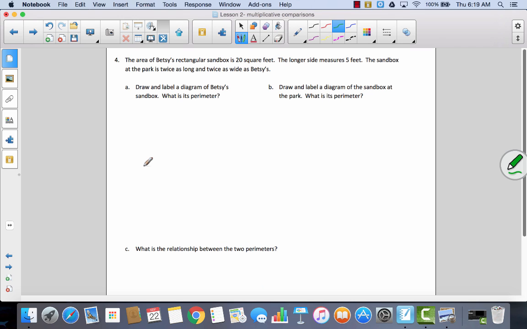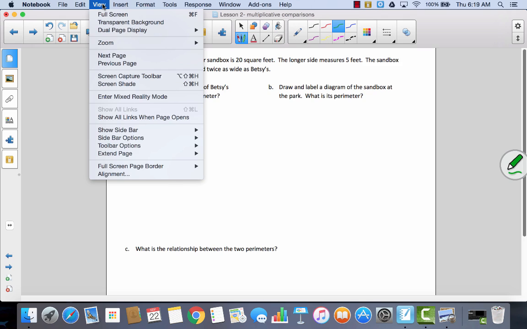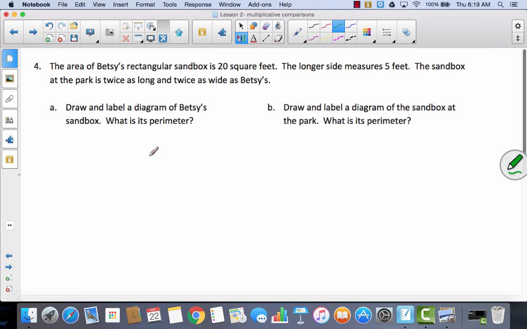All right, now let's take a look at our very last question. We have question number 4. All right, so the area of Betsy's rectangular sandbox is 20 square feet. The longer side measures 5 feet. The sandbox at the park is twice as long and twice as wide as Betsy's.